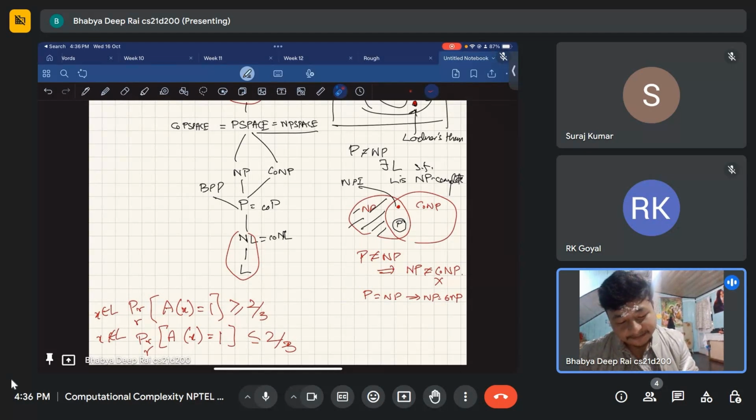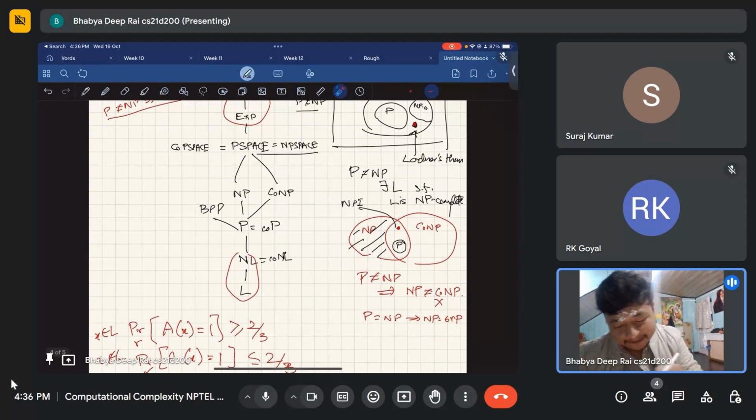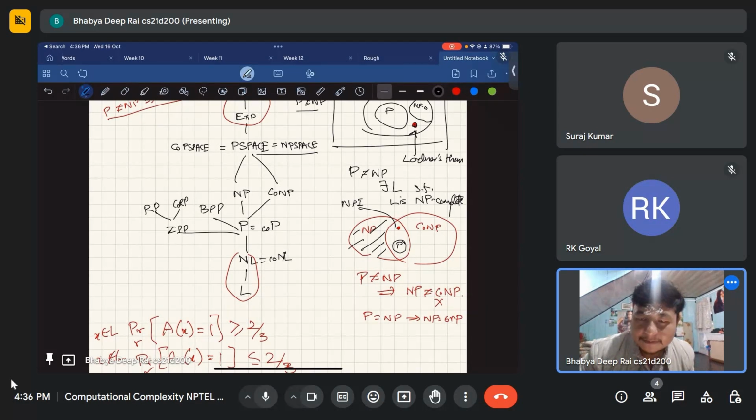So you have BPP, and now you have other classes like ZPP, and you have other classes like RP and co-RP. These are all one-sided error classes, and ZPP is contained in RP intersection co-RP. In fact, it is exactly equal, and this contains P. Now, there is another question whether you can de-randomize this also, but we do not know a way to de-randomize ZPP. Just to remind you, ZPP means that on average over the random bits, it does not make any errors. It gives the correct answer.